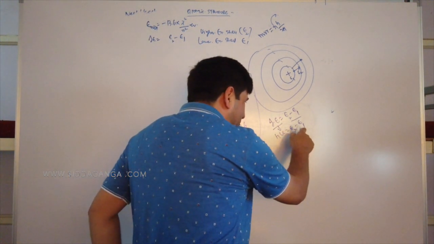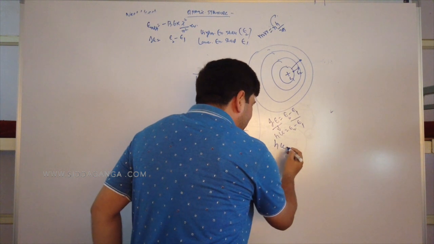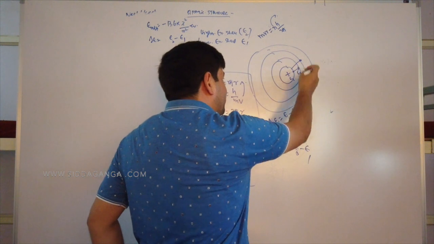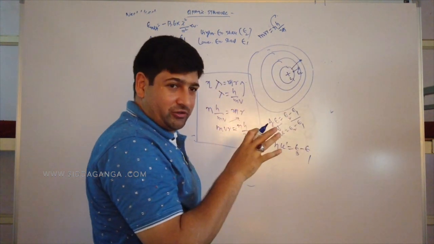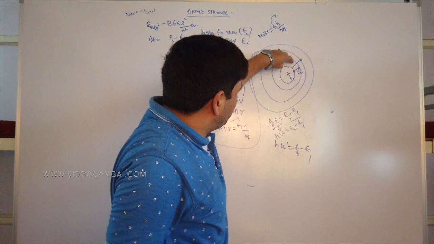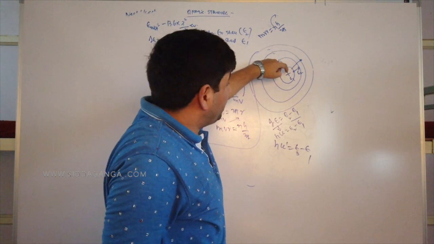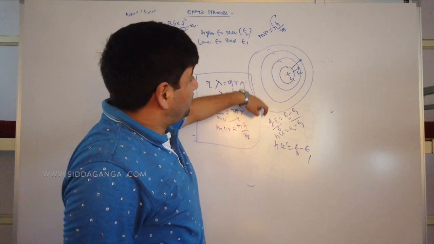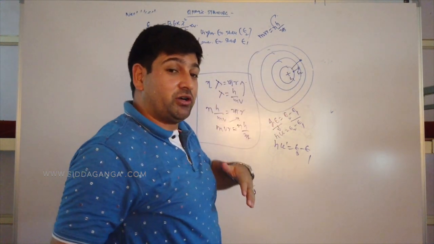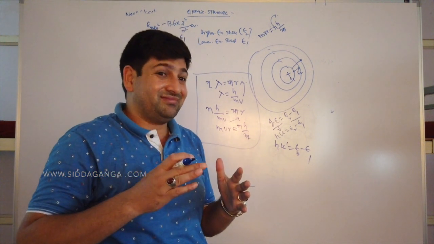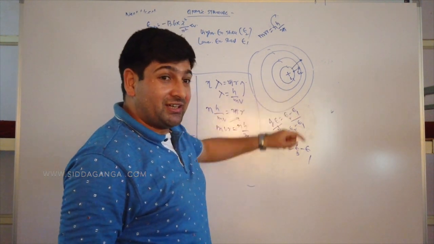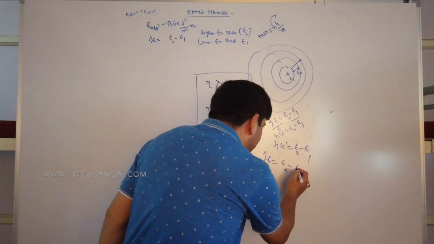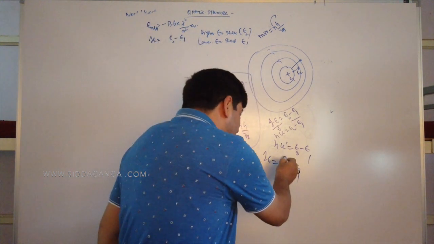So h nu equals E2 minus E1. h nu dash, I will suppose, equals E3 minus E1, if I am shifting the electron from E1 to E3. According to logic, when we shift an electron from E1 to E2, we need less energy. From E1 to E3, we need more energy. E1 to E4, still more energy. From E1 to E infinity means we want to send the electron out of the atom. Then the amount of energy will be the most, and that energy is delta E, which is E infinity minus E1, because the electron has been sent out of the atom.